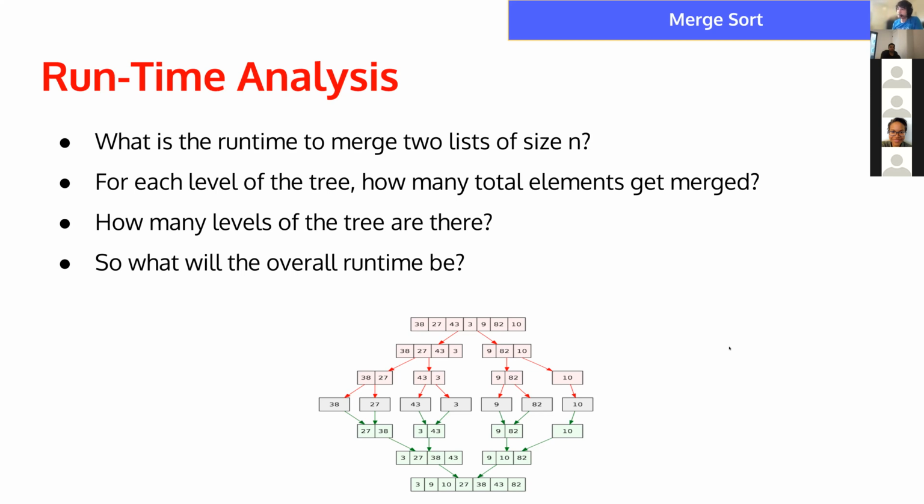And now the next question is, how many levels of the tree are there? And Dario, I think this is very similar to what you were saying, because at every point to build the next level of the tree, we split the array in half, and then we split that in half, and we split that in half. The number of levels is going to be log base 2 of n. So if we have log base 2 of n levels of the tree, and in every level of the tree, we have to do O of n work, the overall runtime will work out to n times log n.